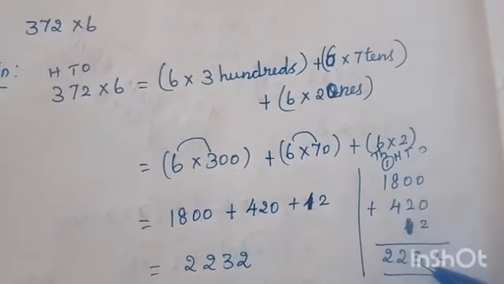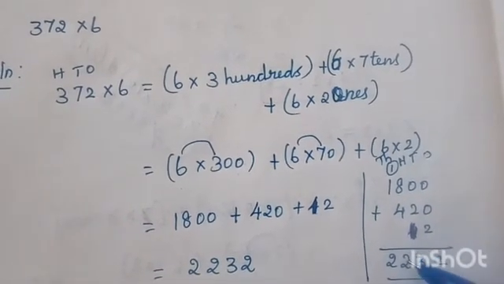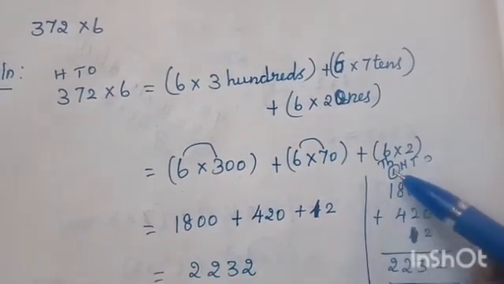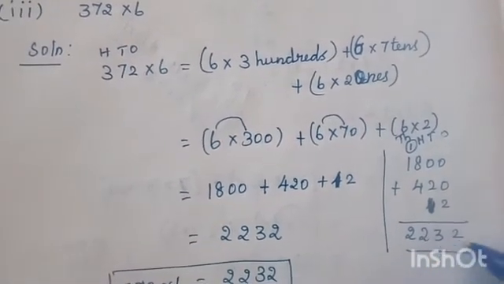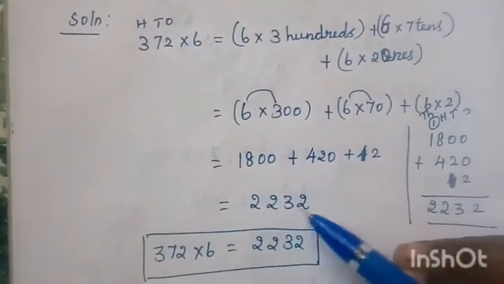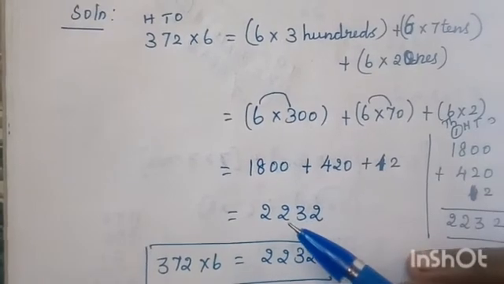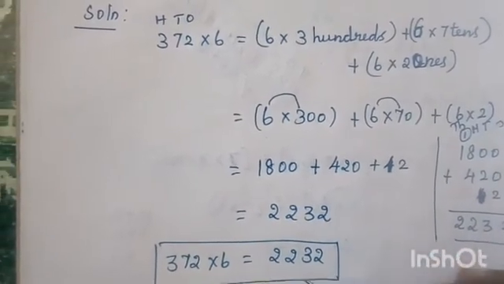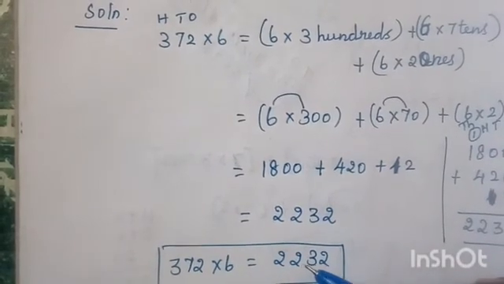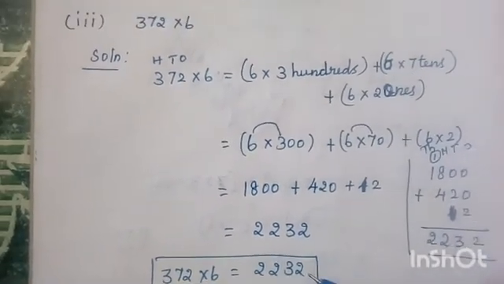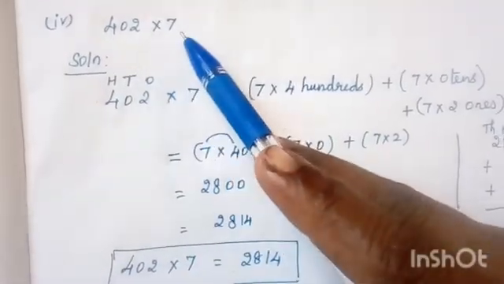2 plus 1 is 3. 8 plus 4 is 12, write 2 here, balance 1. Now 1 plus 1 is 2. So that is 2232. What is this numeral name? Ones, tens, hundreds, thousands. So that is 2232. So 372 into 6 is equal to 2232.